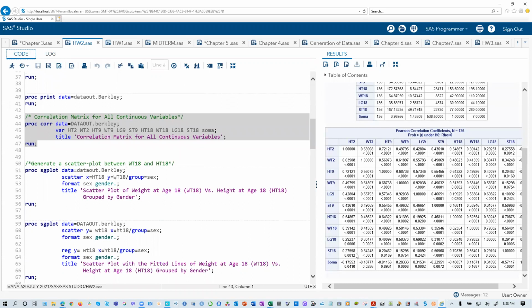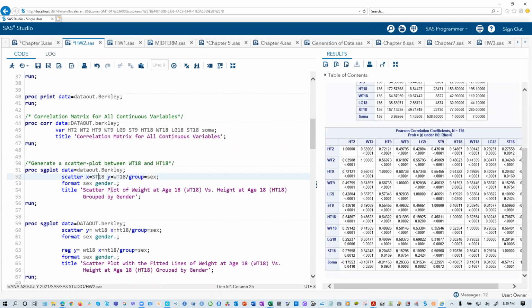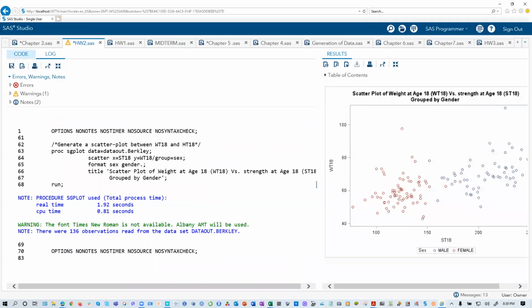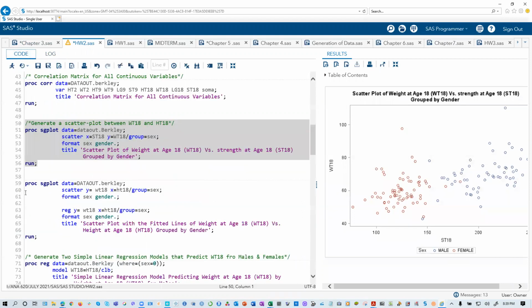So I can turn the scatter plot between WT18 and, if you want, I can change this to ST18 and the height at age, not the height. ST means strength. Strength at 18, ST18, grouped by gender. So we get the scatter plot matrix for that one, and then see for the male and female weight versus ST18, and then we can fit that regression line.